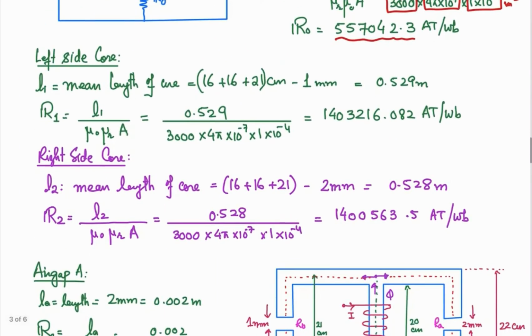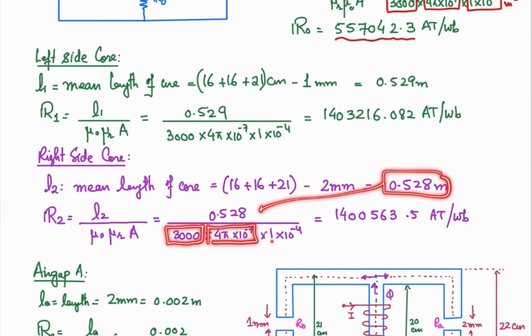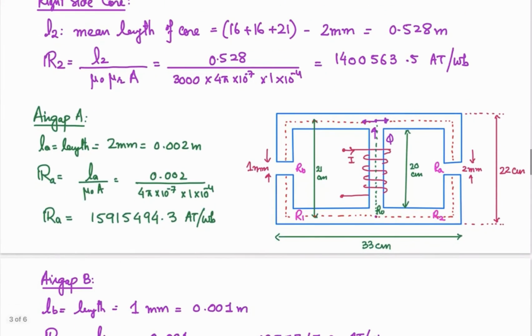So the total length is 16, 16 and 21, but out of that we will have to subtract 2 mm of the air gap. So the remaining length of the core is 0.528, and the reluctance according to this length is the length divided by mu naught mu r, this is mu r, this is mu naught, and the cross sectional area. So this is the reluctance of the core on the right side. Okay, so we have calculated the reluctance of this side, we have calculated the reluctance of this side.